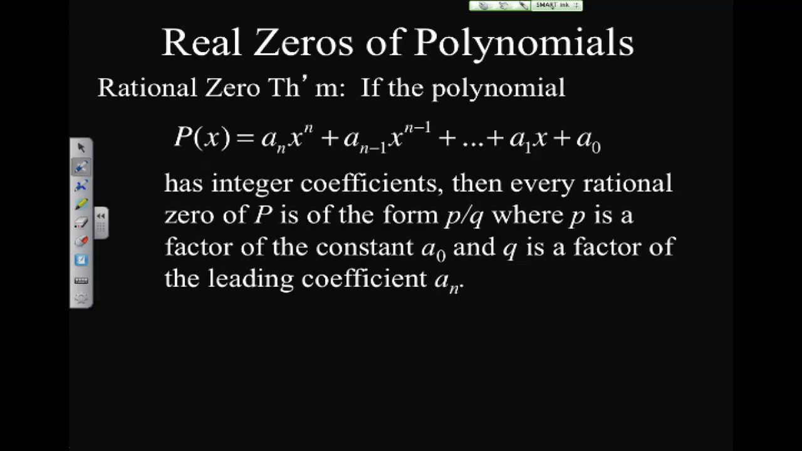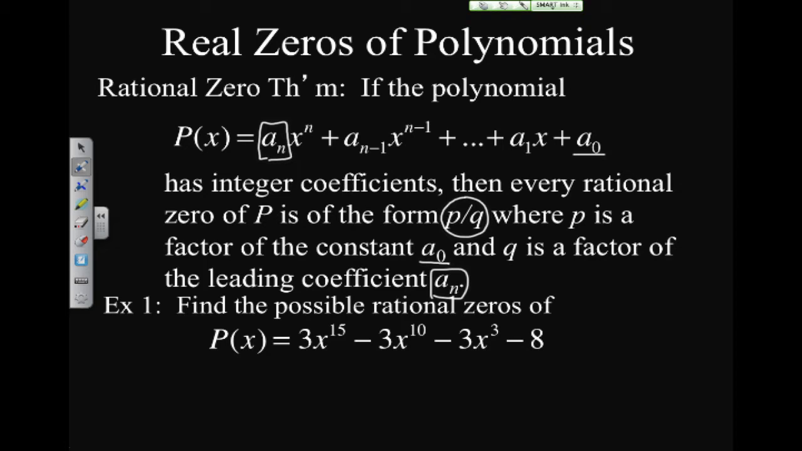and if you remember, rational simply means that it's a fraction, and so the fraction is going to be p divided by q. Now, where do we get these numbers? P has to be a factor of the constant term, a sub 0, the last term that you see. Q has to be a factor of a sub n, which is the leading coefficient. So we are going to examine those two numbers to help us find out the possible rational zeros of this polynomial function.